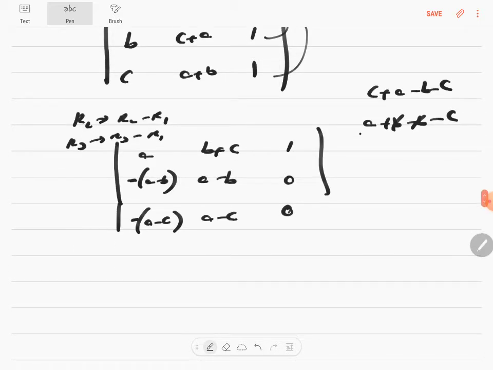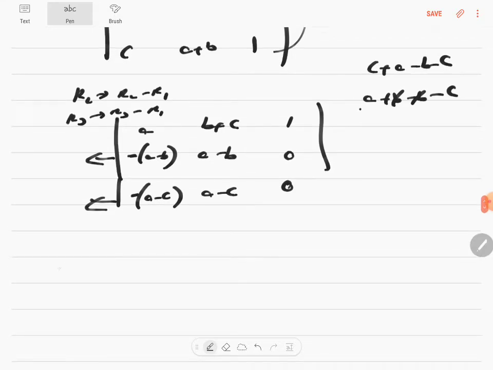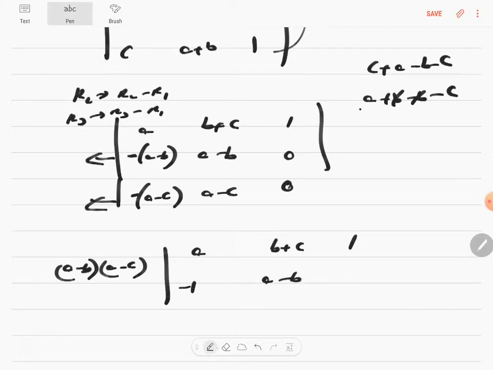Now if you see, in this row I have A minus B, in this row I have A minus C. In determinants I can take out common A minus B into A minus C. So I will be left with A, B plus C, 1, minus 1, since A minus B has been taken out common, so it's 1 and 0, minus 1, 1 and 0.